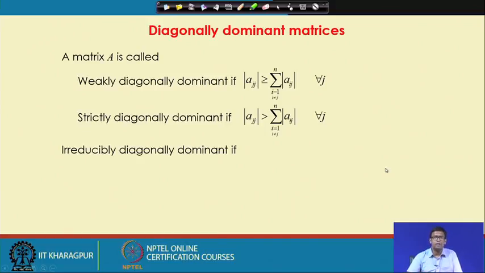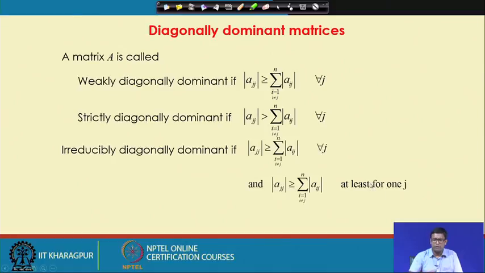We call it irreducibly diagonally dominant if for all j it is weakly diagonally dominant, but there is at least one j, at least one row, for which the diagonal dominance is strict. So, for all j the absolute value of the diagonal term is greater than or equal to the sum of the absolute values of the off-diagonal terms, but there is at least one row for which the absolute value of the diagonal term is strictly greater than the sum of the off-diagonal terms.